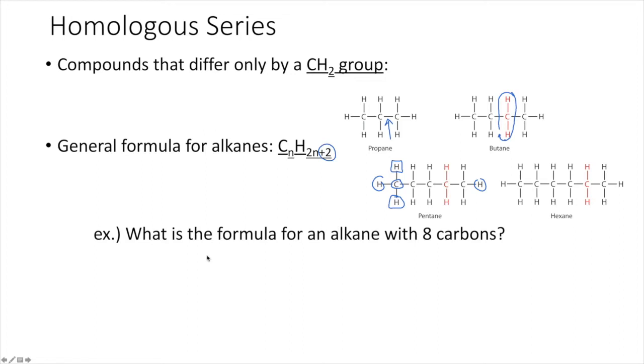Okay, so to answer this question, what is the formula for an alkane with 8 carbons? If there's 8 carbons, C subscript 8, I know that much, but then the H is going to be 2 times 8 plus 2, so that results in C8H18, because 2 times 8 is 16 plus 2 is 18.